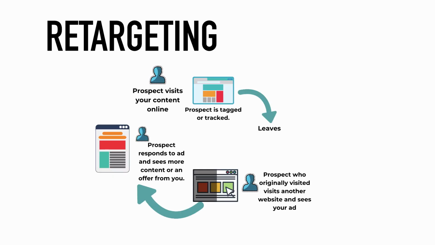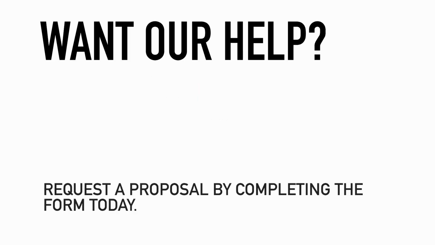So if we start at 12 o'clock at the top of this image here, the prospect visits your content online, we tag them, and then as it moves clockwise, they leave the website. When the prospect who originally visited your website is on someone else's website, we appear with them, before them, with an ad. And then the prospect responds to that ad and sees more content or an offer from you.